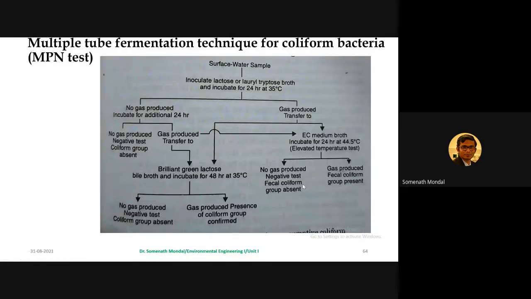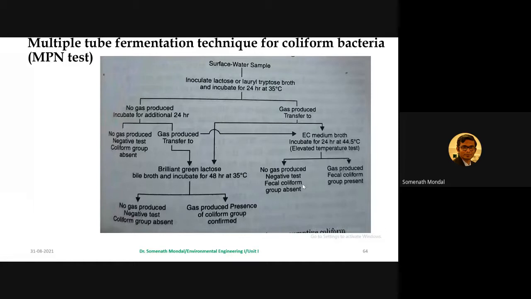Here we are going to see the entire diagram of how we perform the presumptive coliform MPN test, the confirmed coliform MPN test and the fecal coliform test in water quality monitoring. We start from the surface water sample which we collect, then we inoculate it with lactose broth, and the temperature is kept at 35 degrees centigrade, with an incubation period of 24 hours. Now there are two possibilities: no gas produced in the incubator, or gas produced. For no gas produced, we incubate for an additional 24 hours. For gas produced, we then divide them.